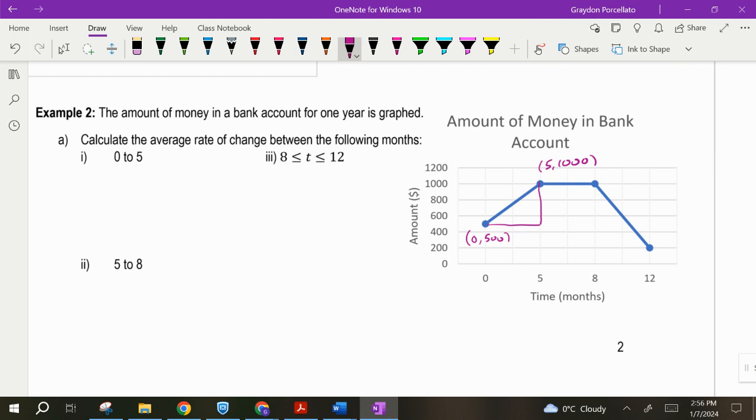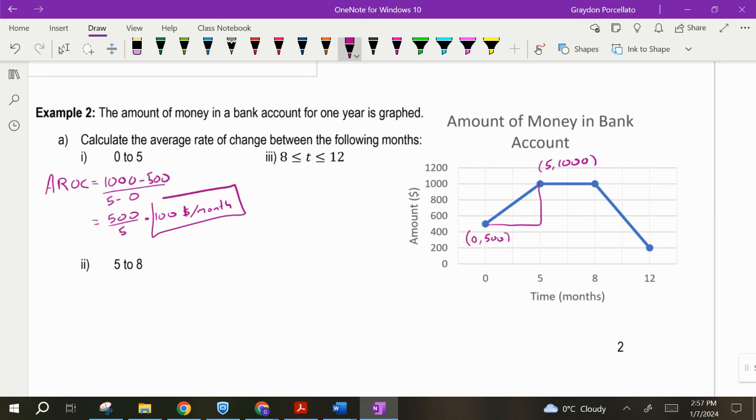Okay, so I'm just going to go my average rate of change is equal to 1,000 minus 500 over 5 minus 0, which is equal to 500 divided by 5, which is equal to 100. Okay, so 100, and this would be dollars per month. That's our average rate of change there.